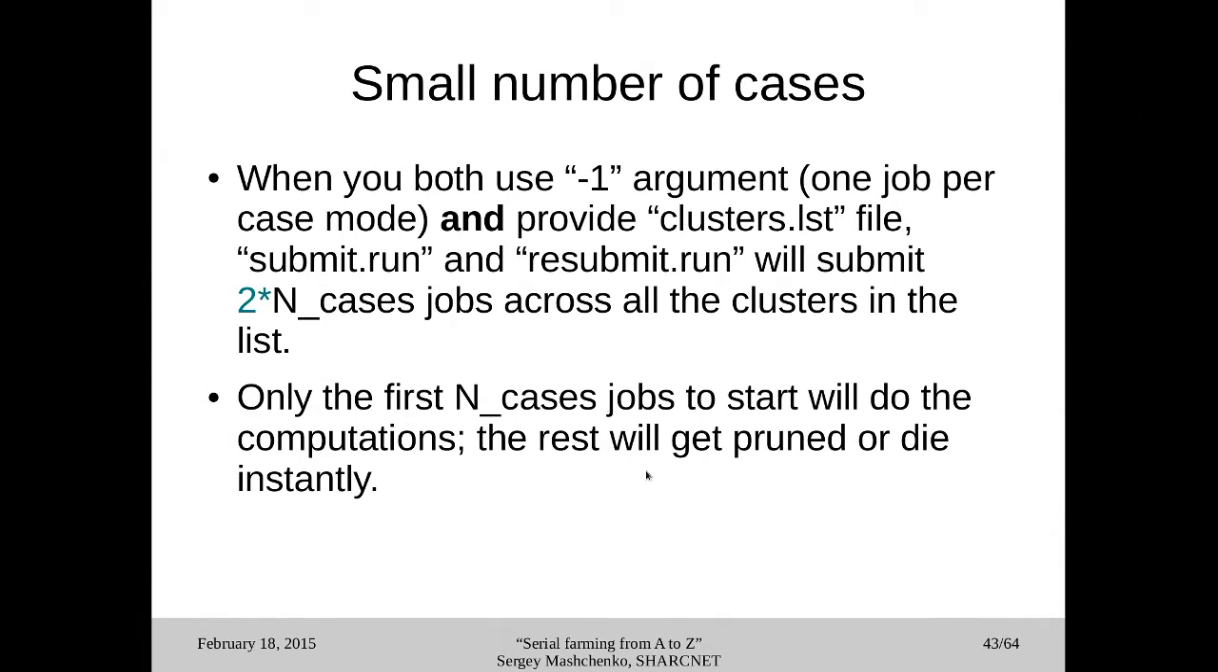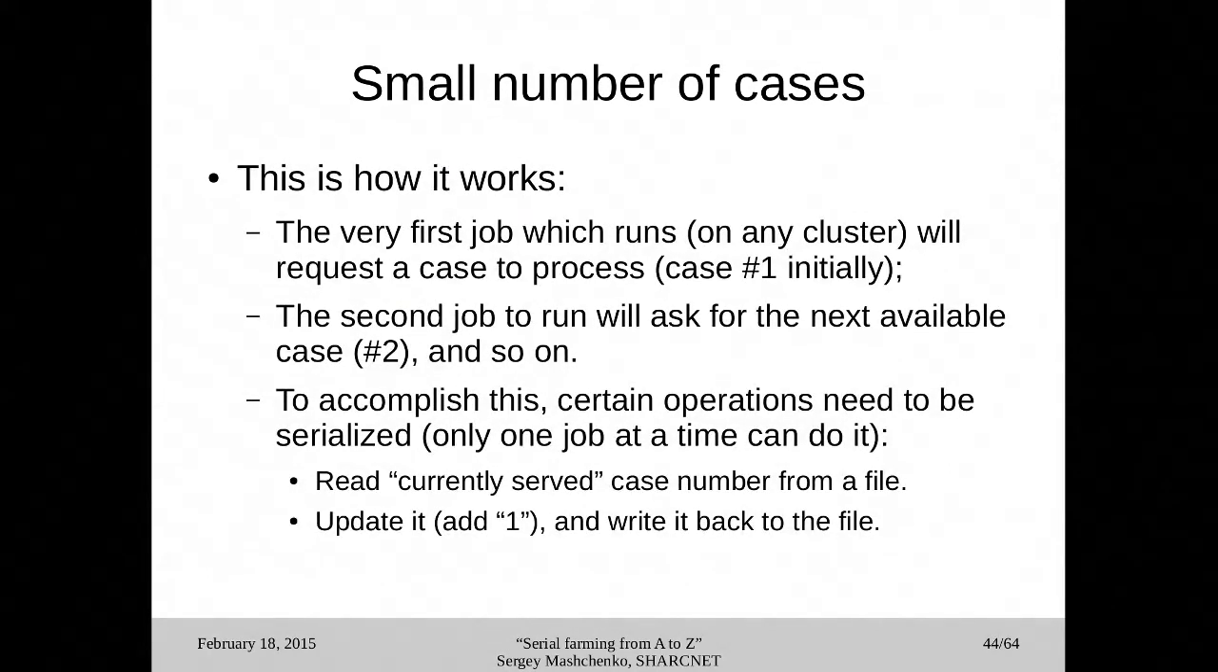The rest will very early on get pruned, which means they will be removed from schedulers while still queued, or those who manage to get through the schedule will die instantly. Should be a very tiny minority. So mostly those jobs which never run, which in this case is 1/2 of jobs you submitted, they will get pruned. So this is how it works.